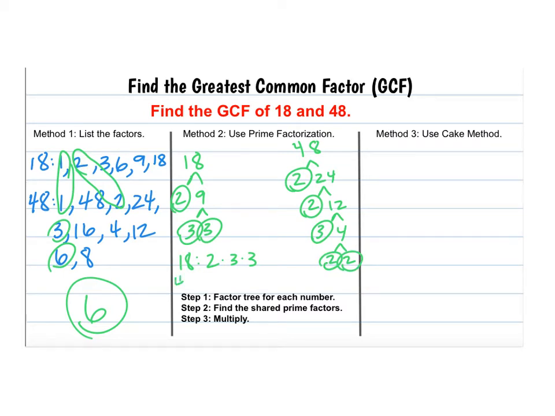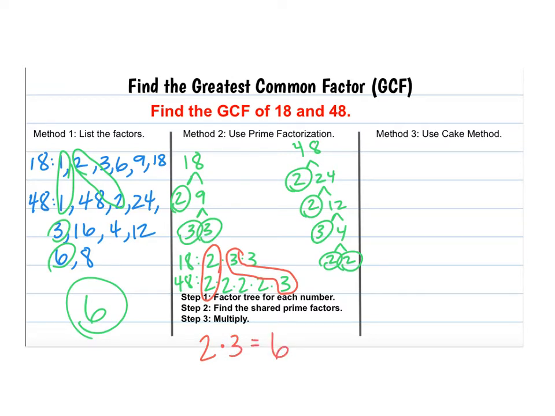Again, writing this in expanded form. We've got 1, 2, 3, 4 twos, and 1, 2, 3, 4, and a 3. So now we look for pairs between the two of them. They share a 2 here, and they have a 3. They don't have to perfectly line up. They just need to show up in both of them. So then we multiply that together. 2 times 3 equals 6.